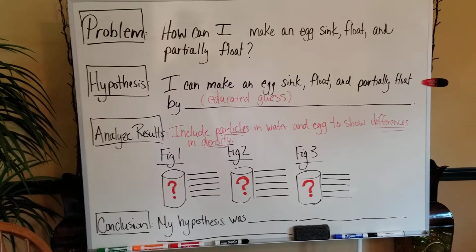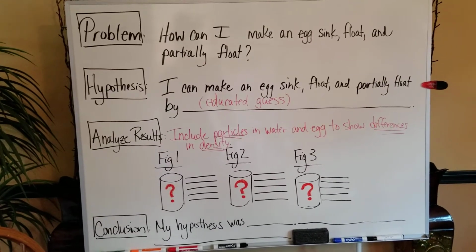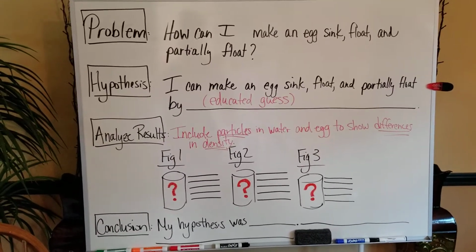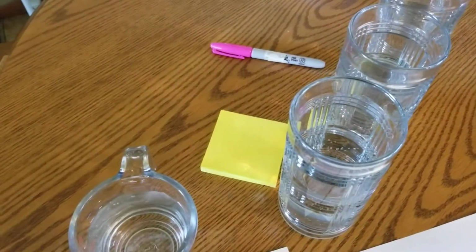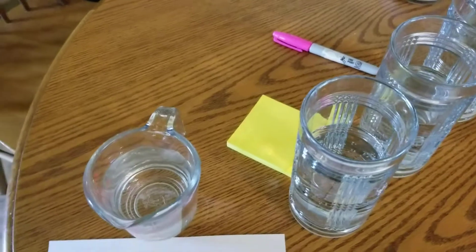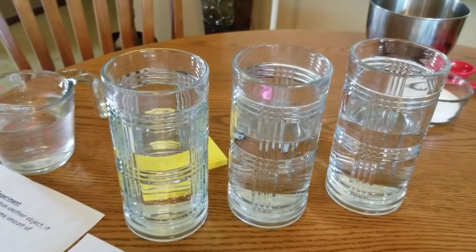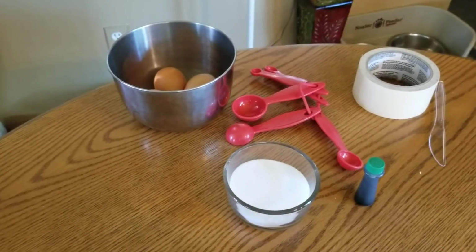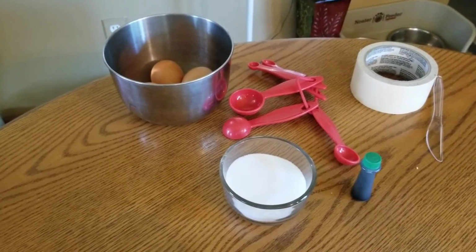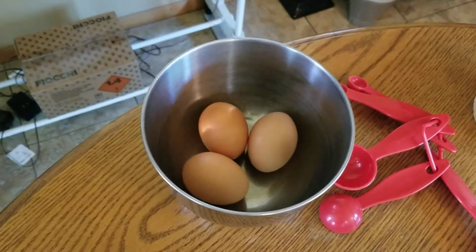But I want to go ahead and talk about the materials so that you can get those gathered up and do those with me in the next video. You're going to need Post-it notes or paper, a writing utensil, fresh water, 3 glasses, preferably clear if you have them, and the same size, salt, measuring spoons, food coloring for fun, it's not required, and 3 fresh eggs, not hard-boiled eggs.